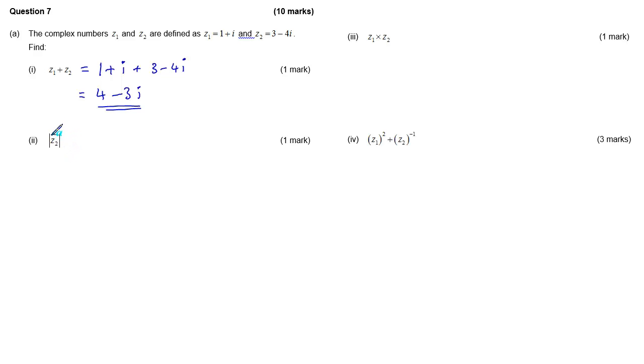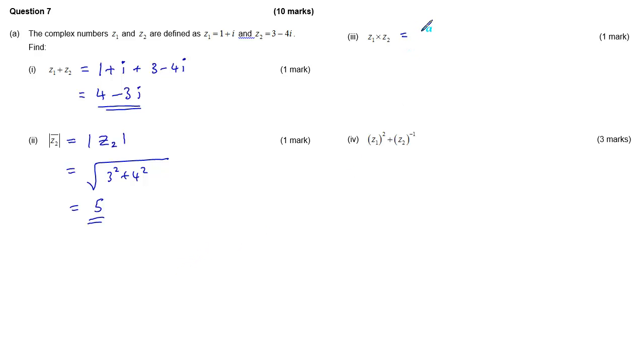Here we have the modulus of z2 bar. Well, that's going to be exactly the same as the modulus of z2, and that's just Pythagoras' theorem. So that's going to be the square root of 3 squared plus 4 squared, which we should know is 5.